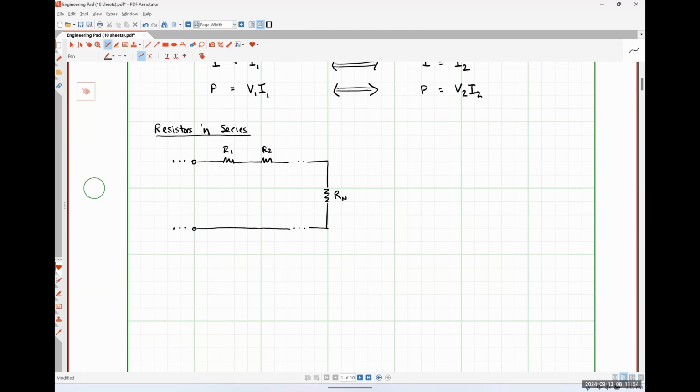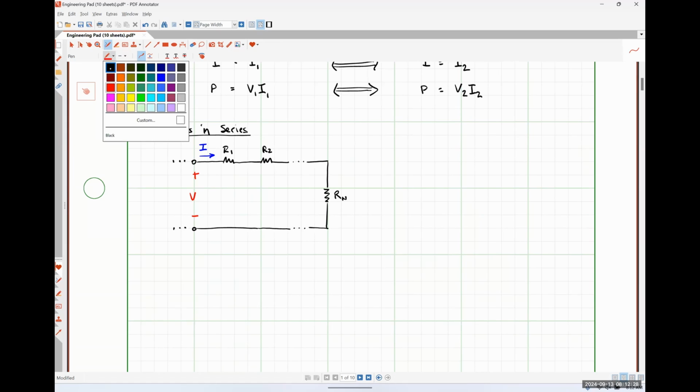So we're going to make a couple of assumptions here. Our first assumption is going to be that our circuit is energized such that there is some current I flowing through all of these resistors that are connected in series. And there will be a voltage drop across all of those resistors connected in series. Okay.